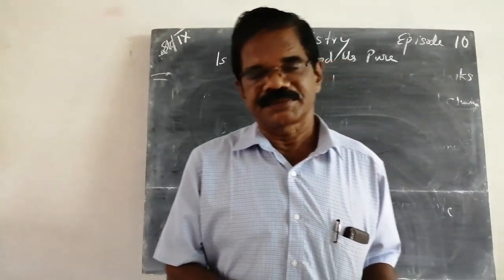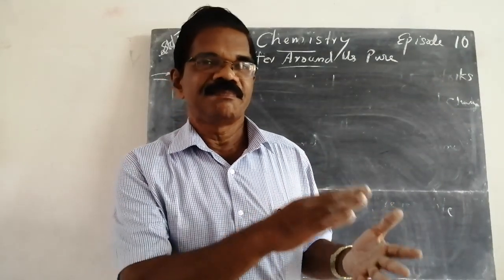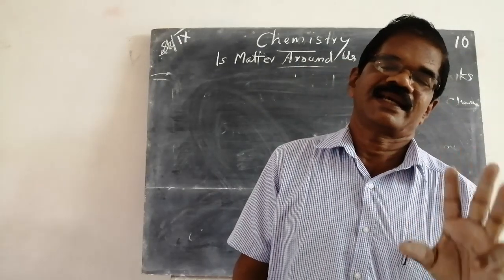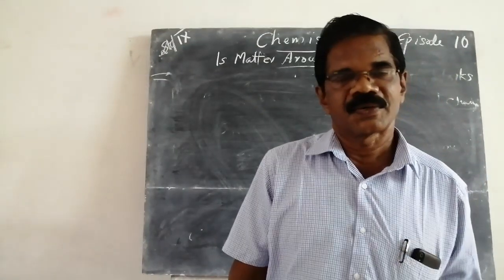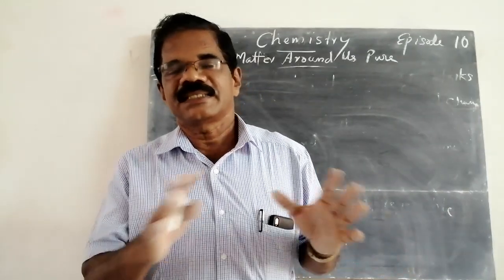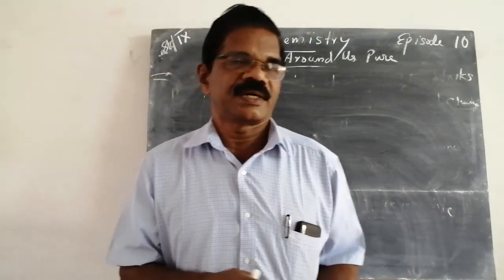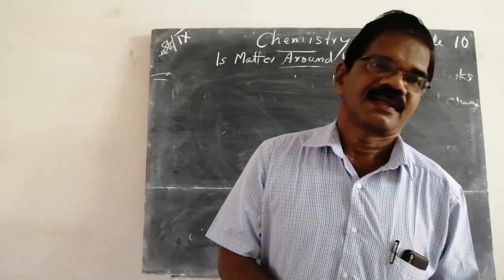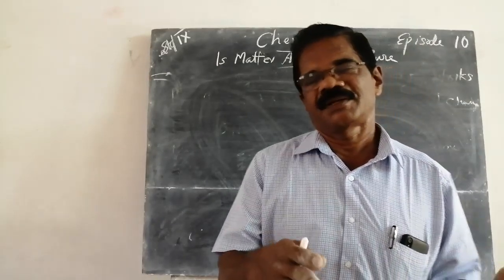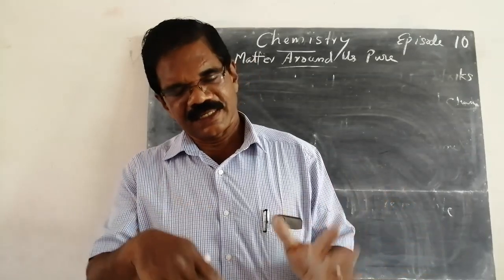Elements are pure substances that cannot be divided or broken into simpler substances. Hydrogen cannot be divided into any other substance. Chlorine, iron, gold are elements. Now about 118 elements have been discovered.